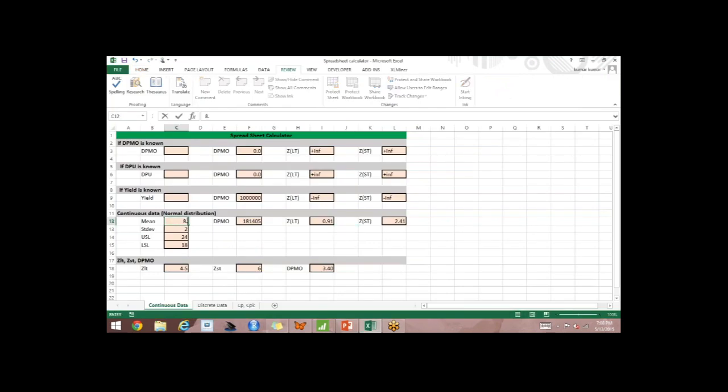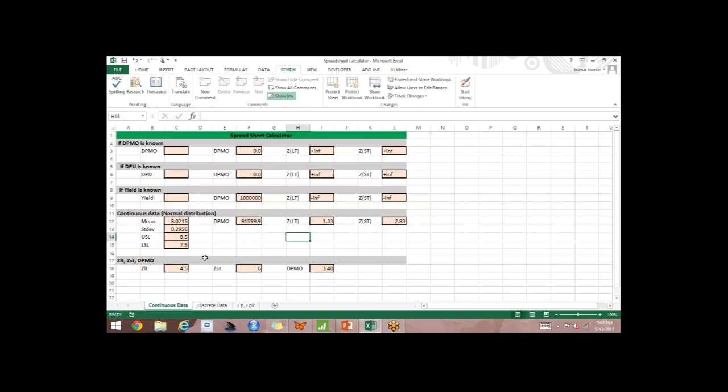Mean we calculated and it came up to 8.0215. What was the standard deviation? It was 0.2956. What was our upper specification limit from the case study? It was 8 plus half, which is 8.5. What was the lower specification limit? It was 8 minus half, which is 7.5.